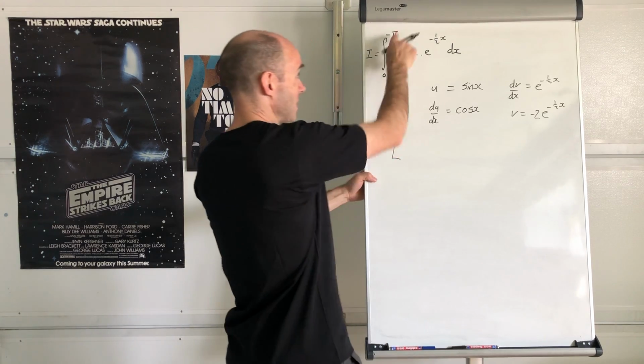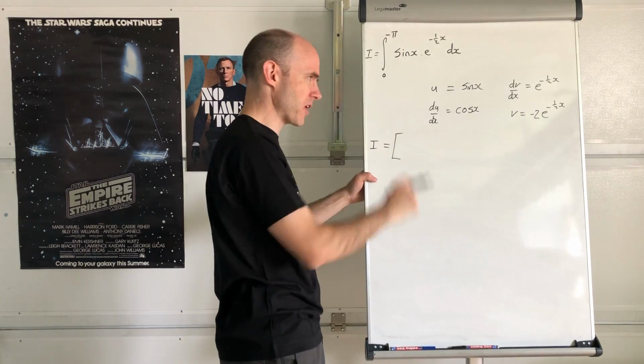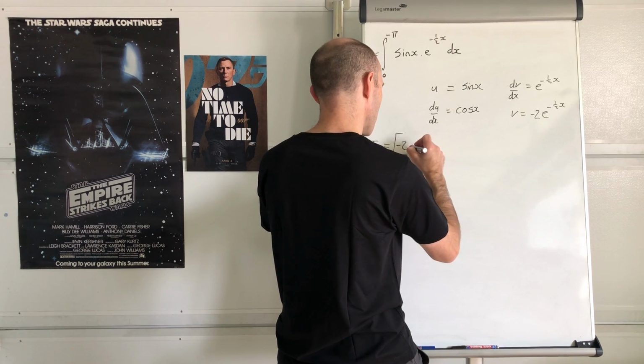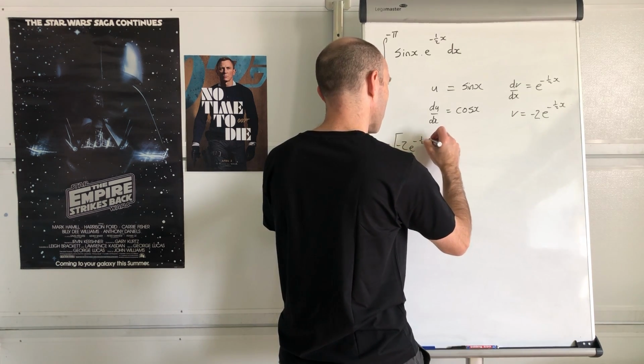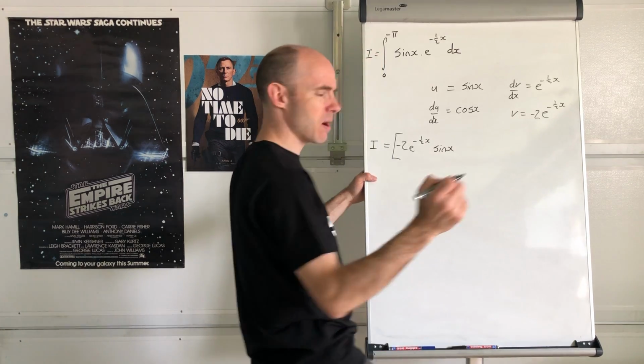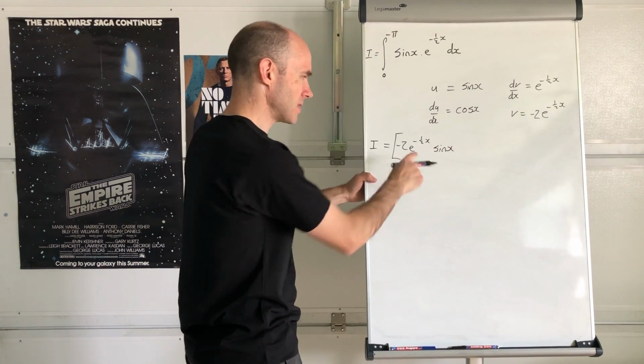So remember we've got limits to put in, so I'm going to put the limits brackets. So you've got uv, which is that times that, so negative 2 e to the negative half x sine x. Now, can you just take a moment to see how I've written that? Okay, I've written it like this.